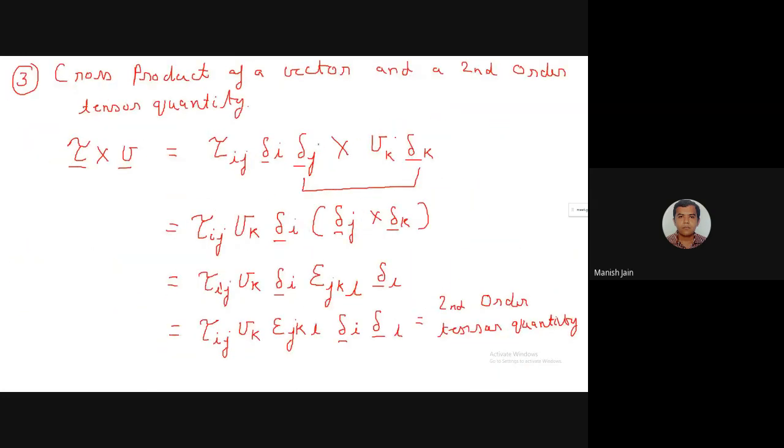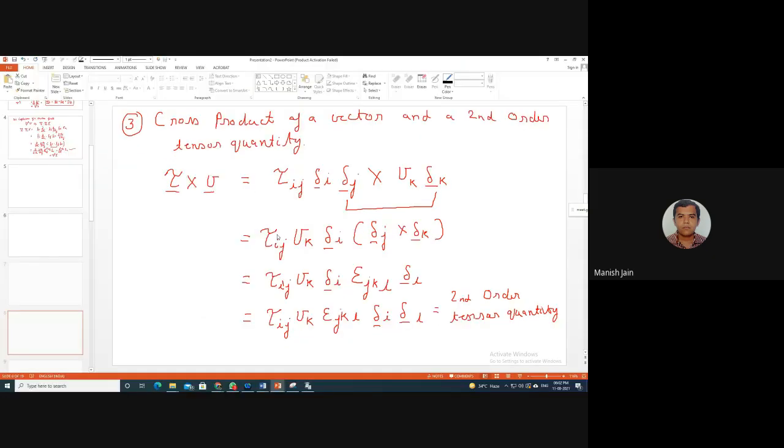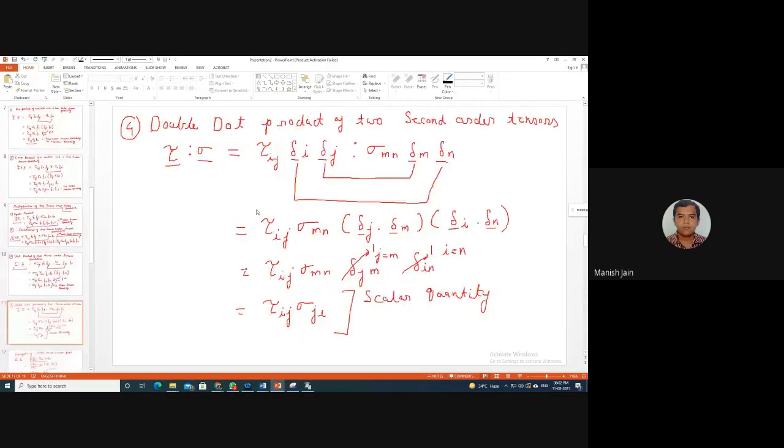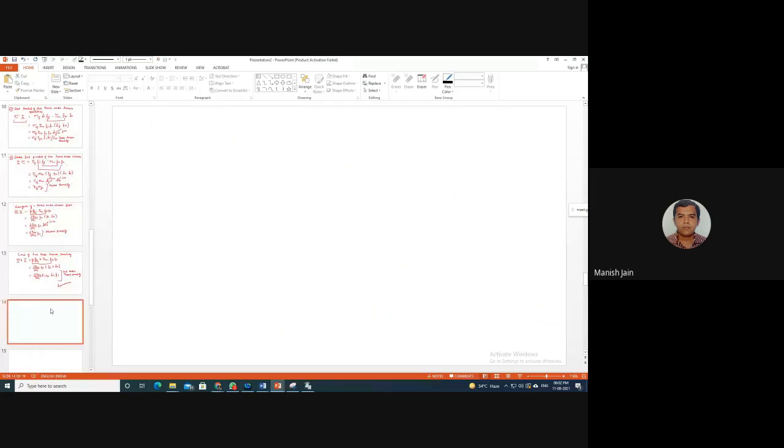In the next class, we will solve some identities, we will prove some identities for the unit vectors and tensors, and from next week we will start the actual mathematical part and the actual subject.